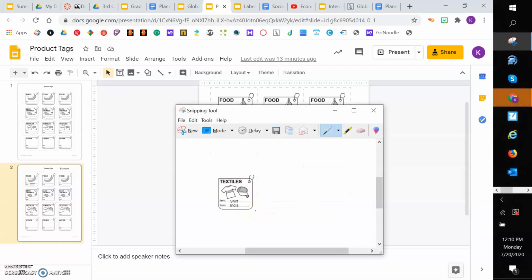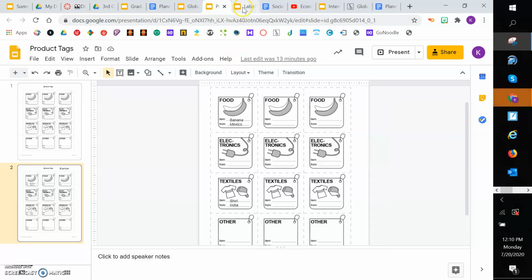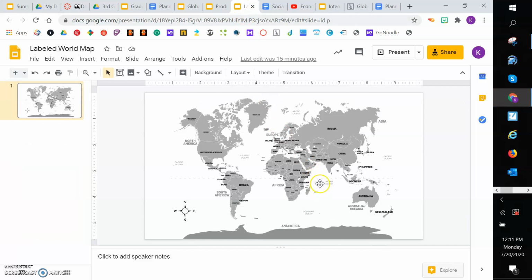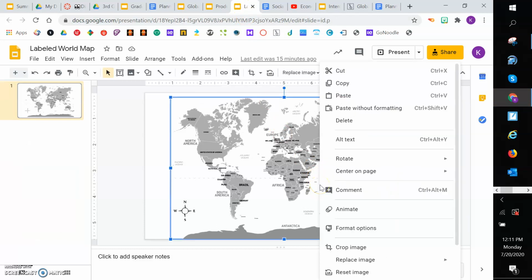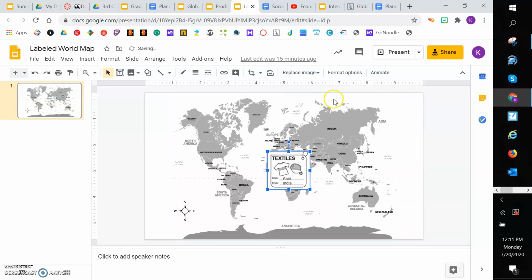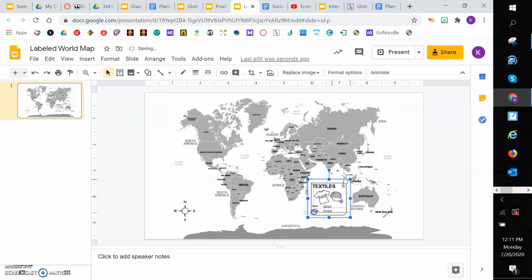okay, and I'm going to do my Ctrl or Control C, and I'm going to put it on my map where it goes. I'm going to paste it, okay? And I know this is from India. Let me get a little bit smaller. And so I'm going to put that I have a shirt from India, okay?